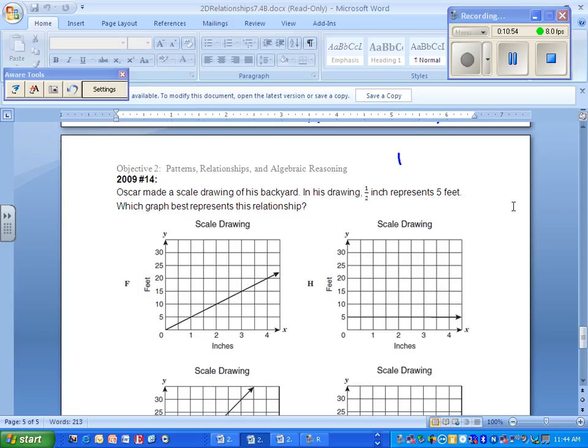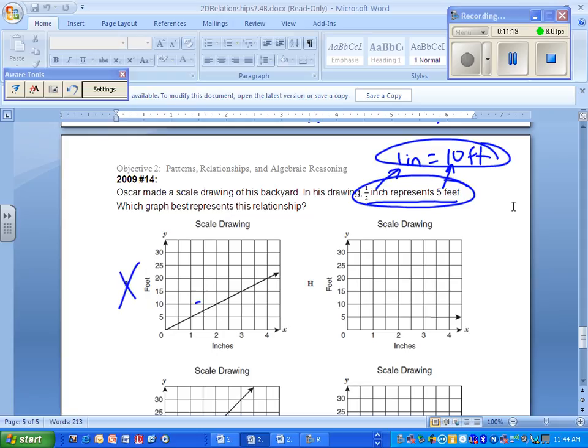So a ½ inch represents 5 feet. So what does 1 inch represent? If a ½ inch represents 5, 1 inch, I'm doubling that. I'm going to have to double this. It represents 10 feet. So that's what I'm going to go with. I'm going to find a 1 inch represents 10 feet. 2 inches would be 20 feet. Now I still could use this scale, but this scale is a little bit easier for me to see. So 1 to 10. Already I see in letter F that's not it because that's not 1 to 10.